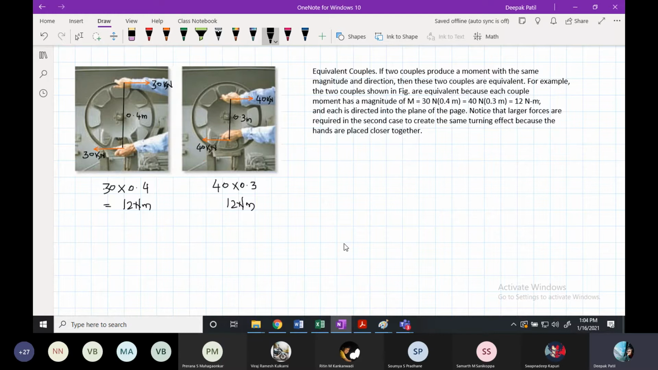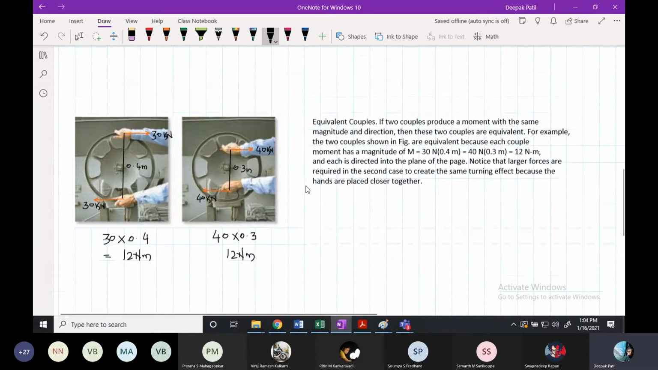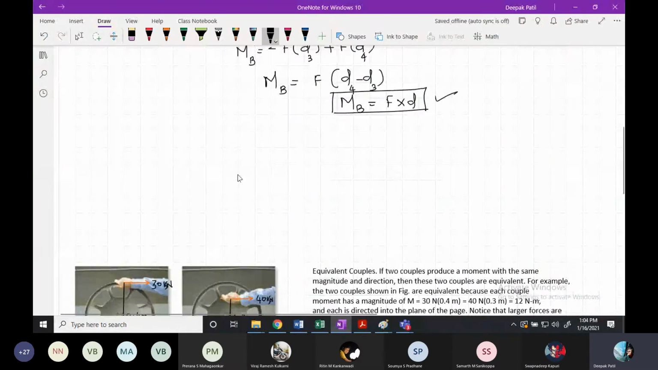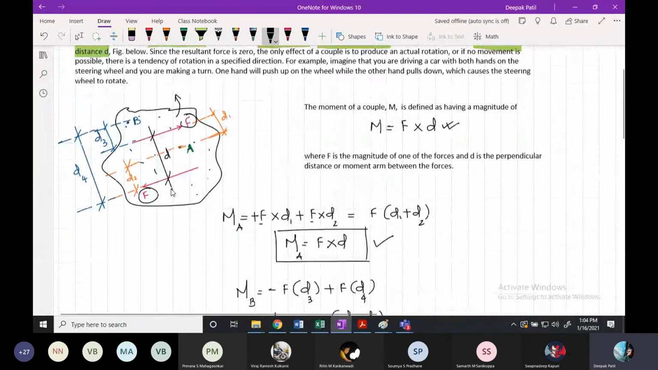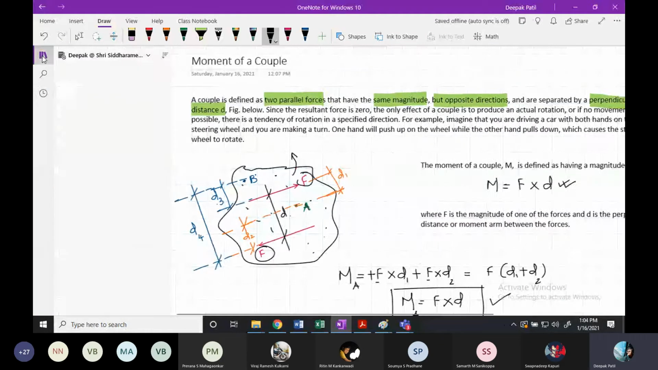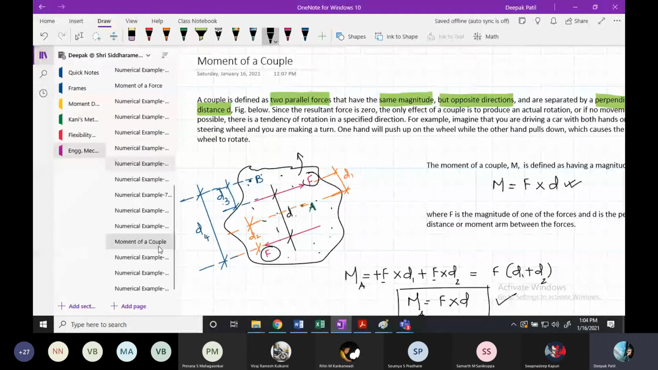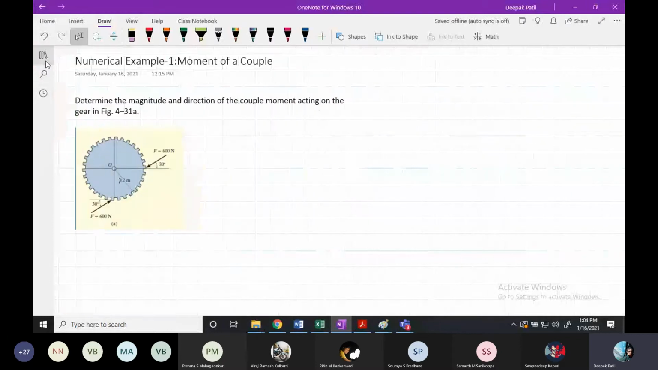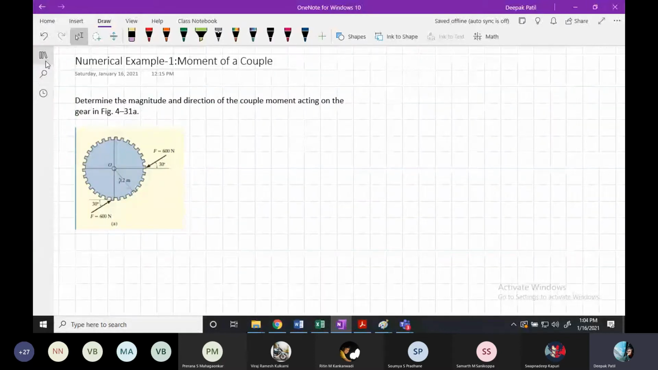Are you clear, students? Yes, sir. So if the concept of the moment of a couple is almost clear to you, we can solve a few simple numerical examples to make you comfortable with the moment of a couple.